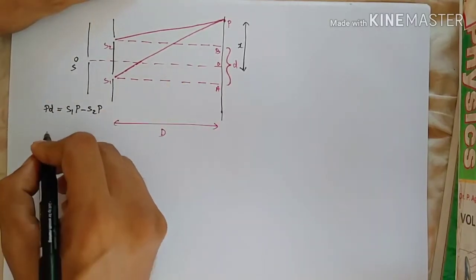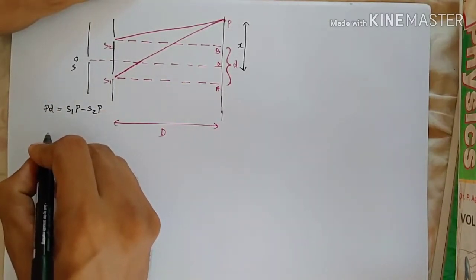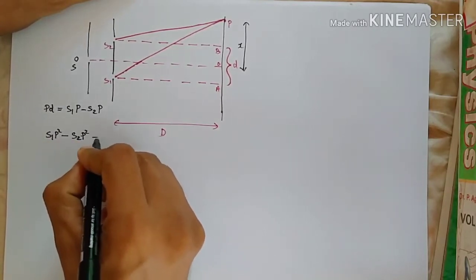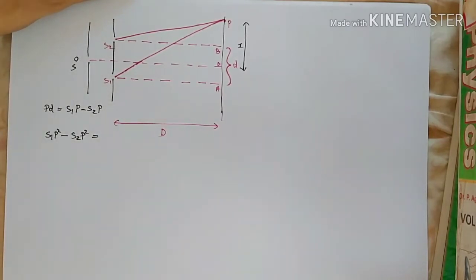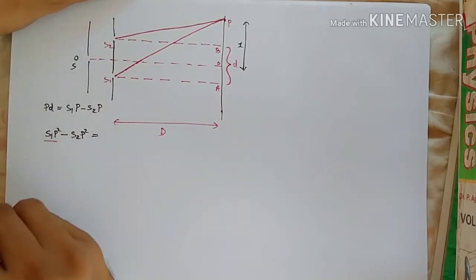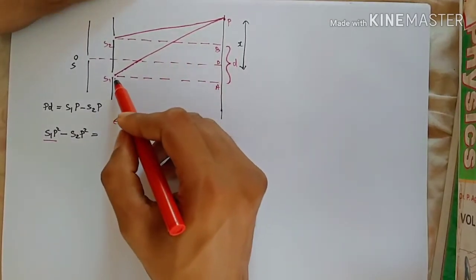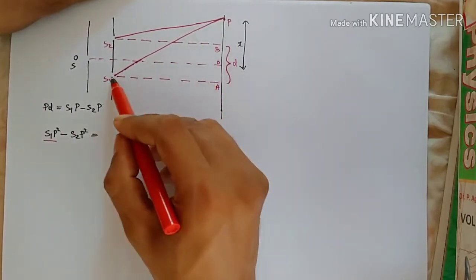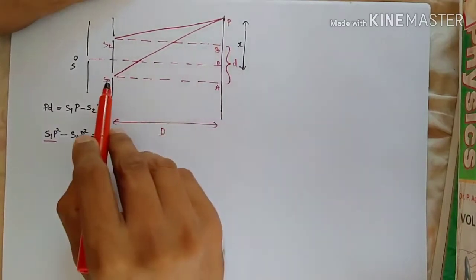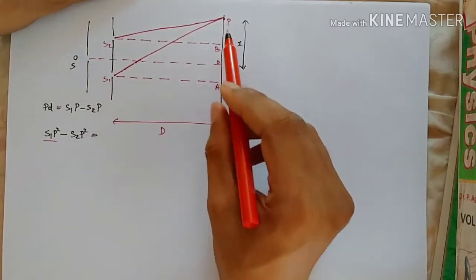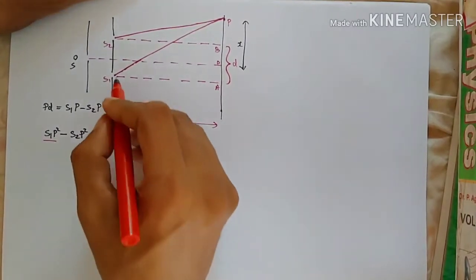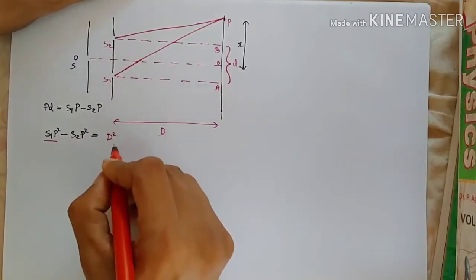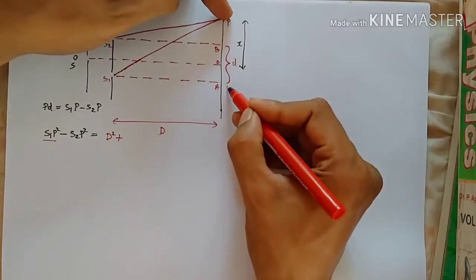In order to find out the path difference, I am initially finding S1P square minus S2P square. In order to find out S1P square, you just concentrate on the triangle S1PA. S1P square, hypotenuse square, is equal to base square plus altitude square. That is, S1P square is this distance square, that is capital D square, plus this distance square.